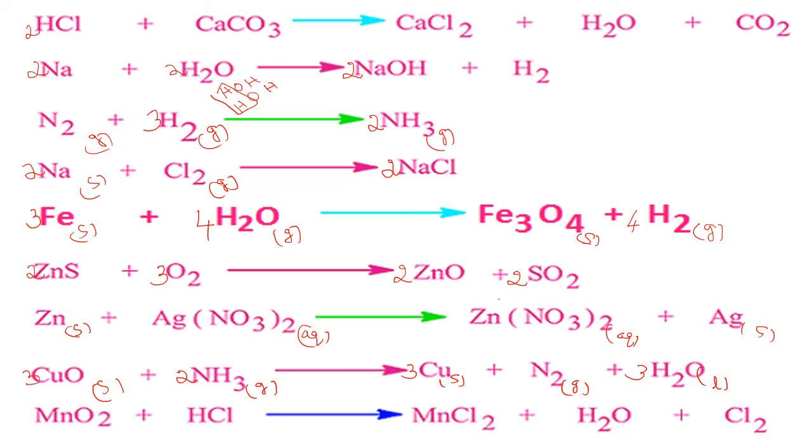Now next question is MnO2 combines with HCl to form MnCl2 plus water plus chlorine. Now MnO2 has 1 Mn, here also 1 Mn, and chlorine is not balanced. Chlorine is 4 on the product side. So on the reactant side also you need to make it 4 HCl. Now H has become 4, here only 2. So 2H2O. Now it is balanced.